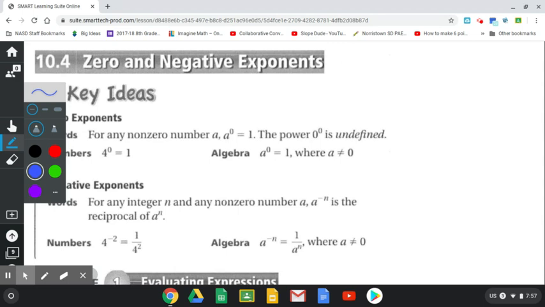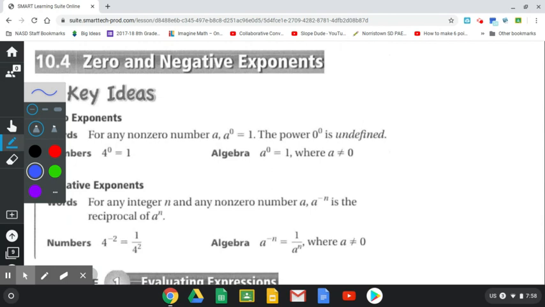So we are going to continue in chapter 10 today, and now we're going to talk about some special things with zero and negative exponents. So please have your packet out if you printed anything out, or just have some paper and a pencil near you. Okay, so we're going to go over some really important rules today.